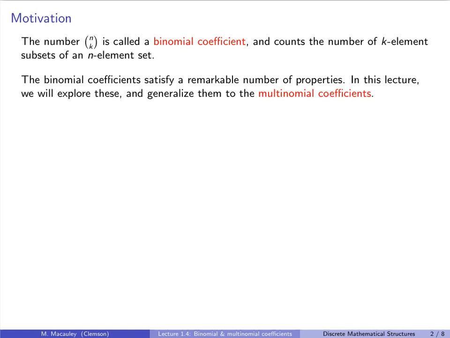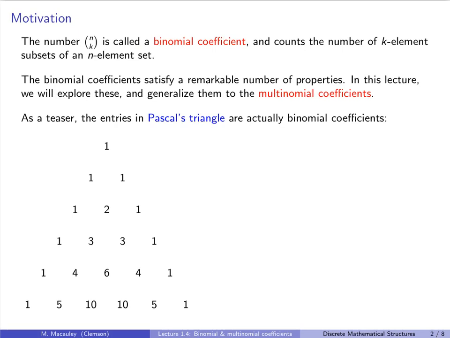The binomial coefficients actually satisfy a remarkable number of properties. In this lecture, we will explore these and generalize them to something called the multinomial coefficients. In a later lecture, when we look at combinatorial proofs, we will see a whole bunch of formulas and identities involving these things. As a teaser, the entries in Pascal's triangle, this is something you've probably seen before, are actually binomial coefficients. So remember what Pascal's triangle is.